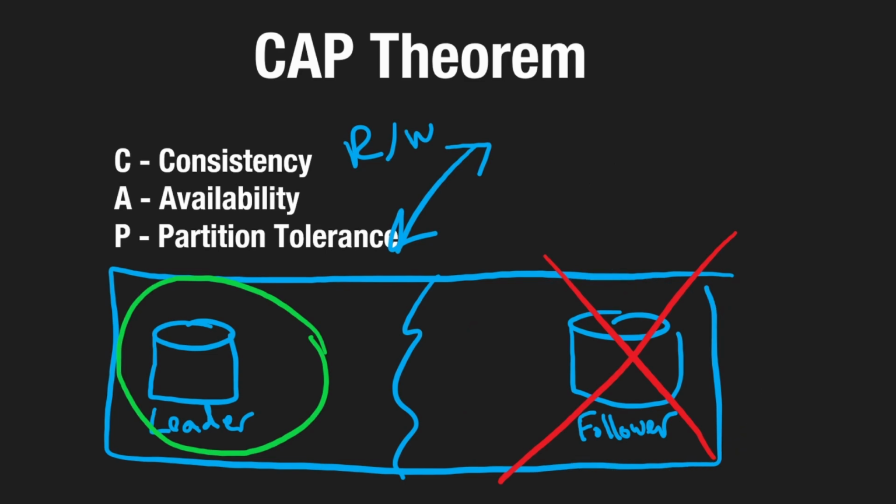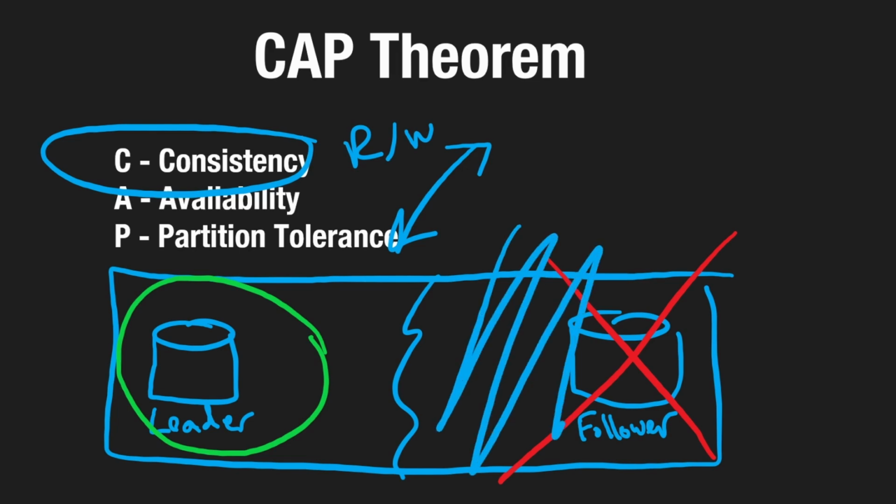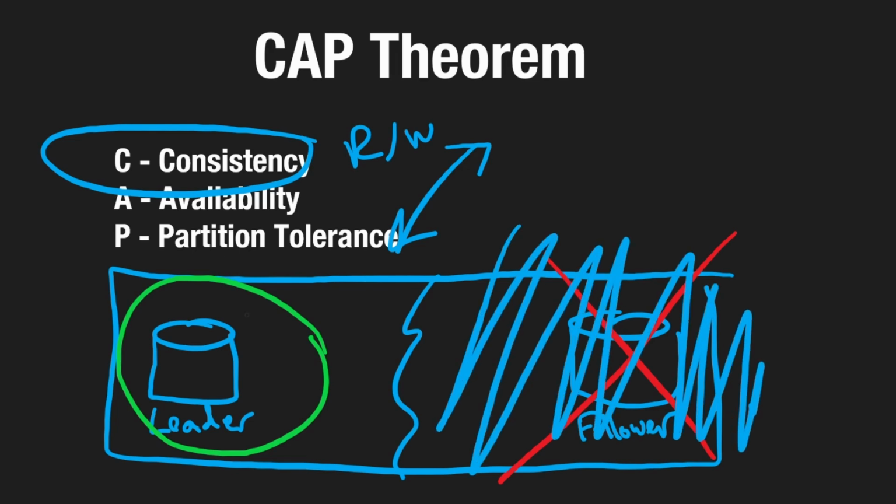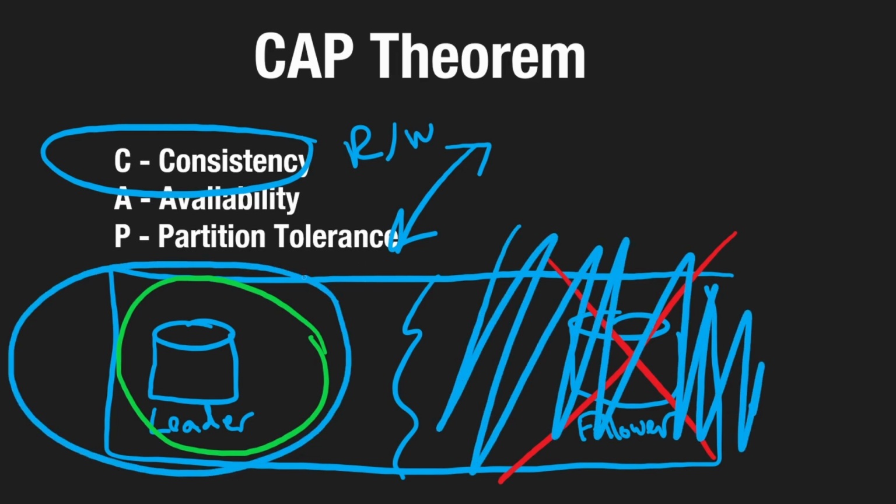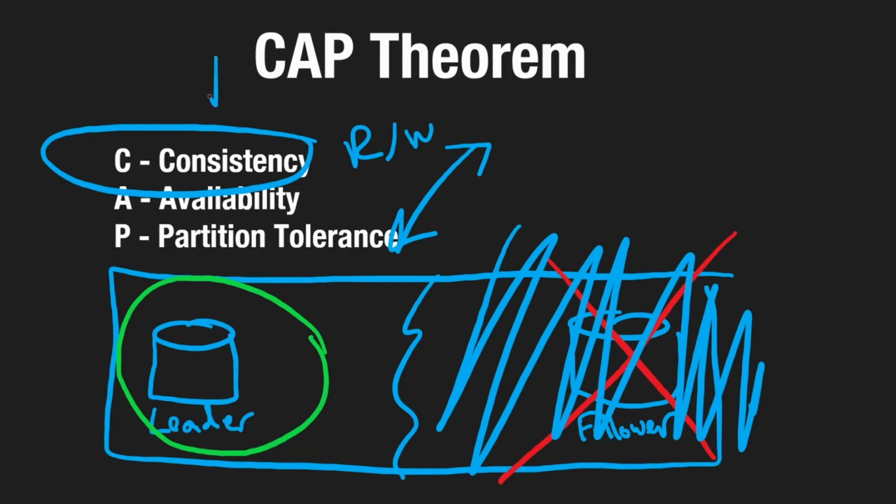So looking at it this way, it becomes pretty obvious when we have a partition why we can only choose one of these. We can only choose to make all of the nodes available for users, even if some of them have inconsistent data, or we can decide to intentionally stop these from serving users to ensure that all the nodes in our database that are serving users have consistent data, that have the most up-to-date data.